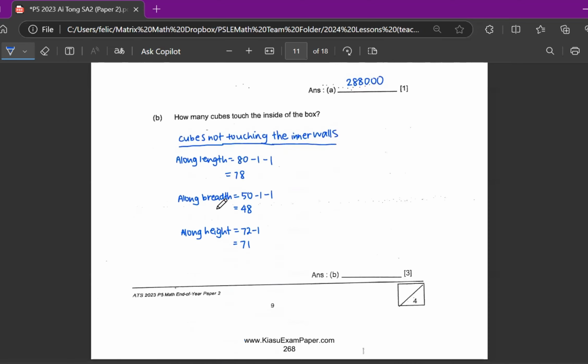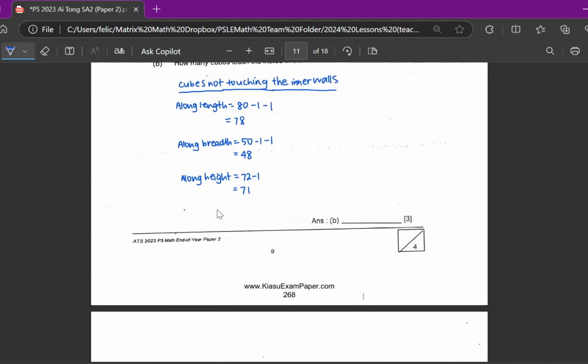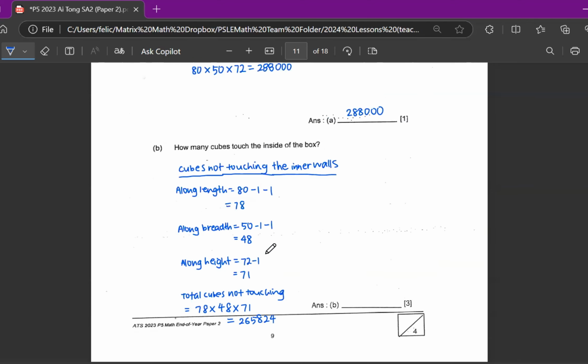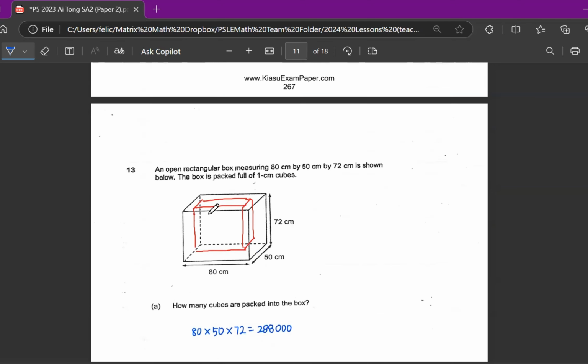So with that, we can find the total cubes that are not touching the walls already. To do this, simply your 78 multiply by 48, length times breadth times height, multiply by that. It's a huge number, 265,824 cubes. These are the cubes not touching. That means this number of cubes, so big, are inside this red color space.